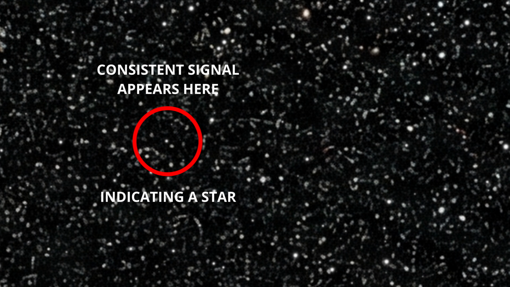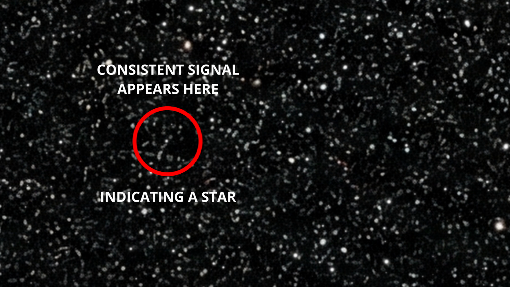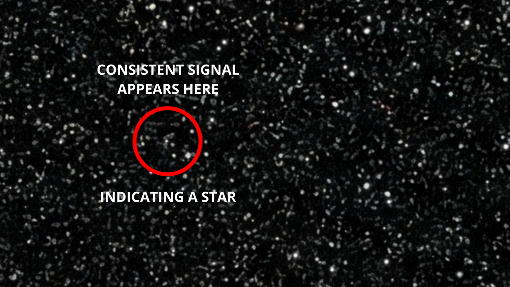But noise appears randomly throughout an image, filling the gaps between information. Signal, on the other hand, is much more consistent. And when we shoot a bunch of subframes and then put them together in a stacker, that consistent signal stands out more and more. With every frame, the signal is added together.